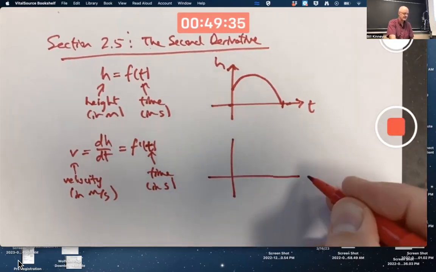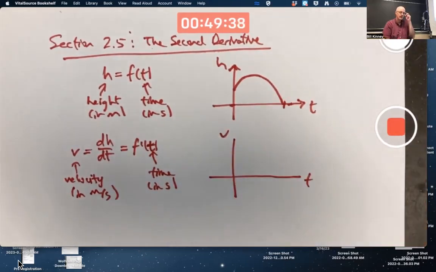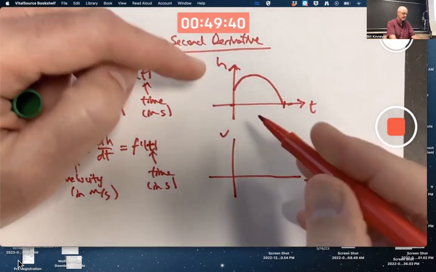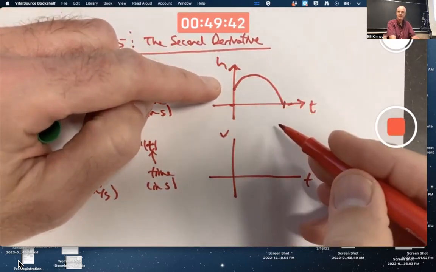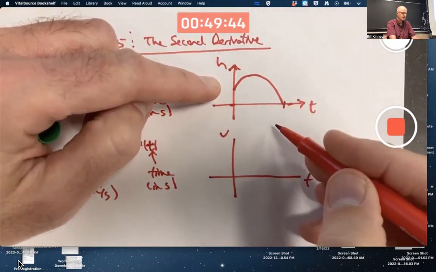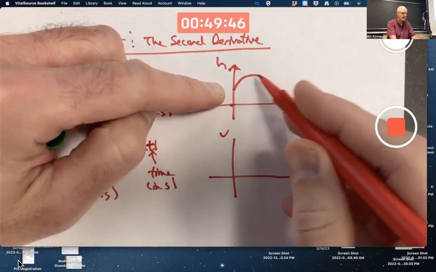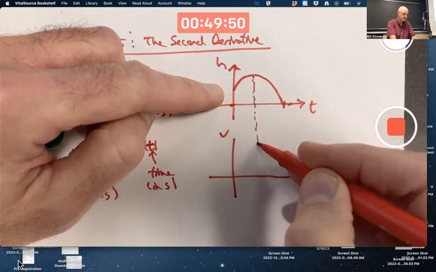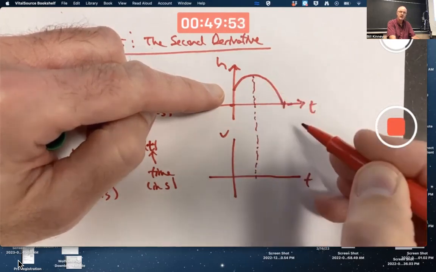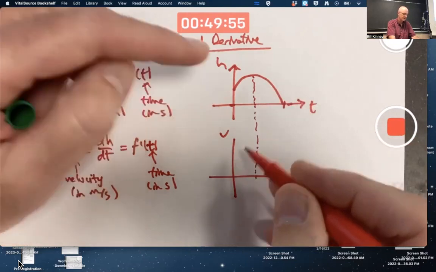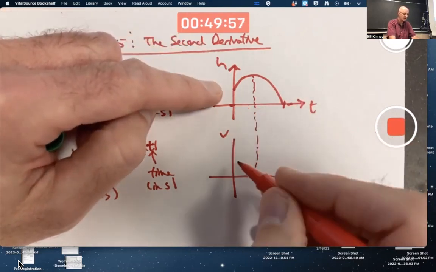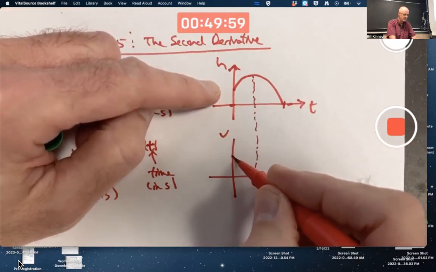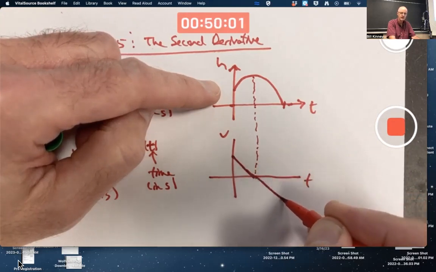The graph of the velocity as a function of time, of the derivative, gives you the slope of this graph. It starts out positive, then becomes 0 right about there. Then the slope becomes negative. And since this is a quadratic, we've seen before that its derivative will be linear, so the graph of velocity as a function of time will be a straight line looking like that.